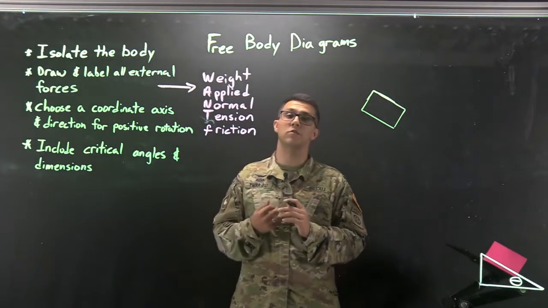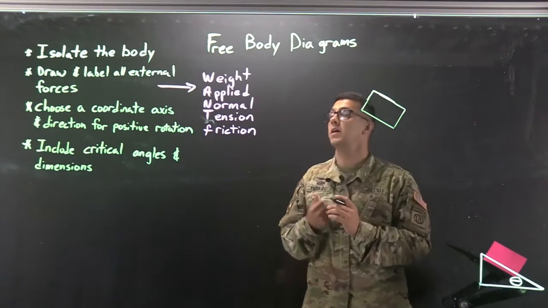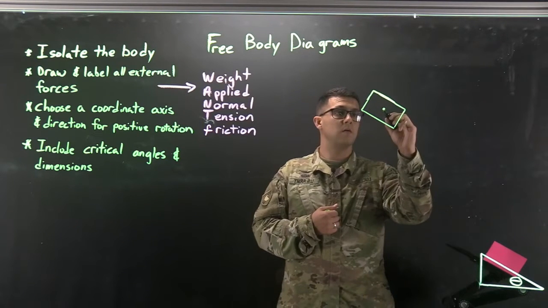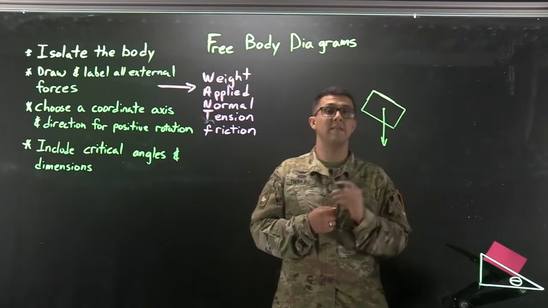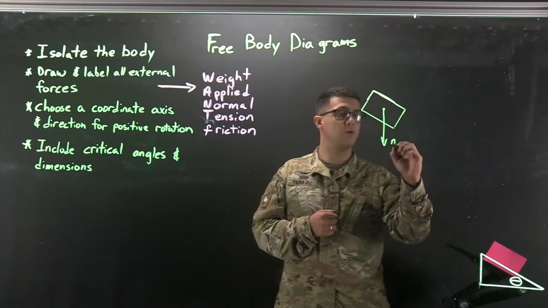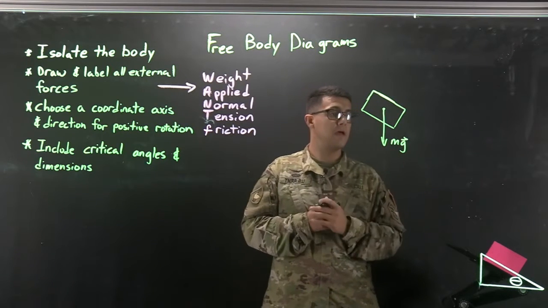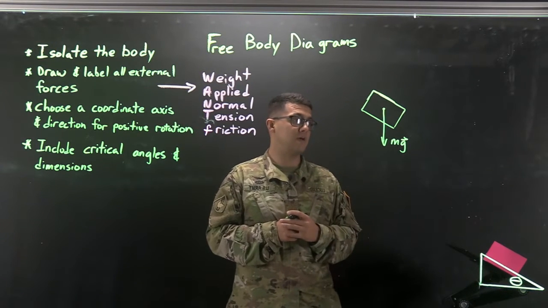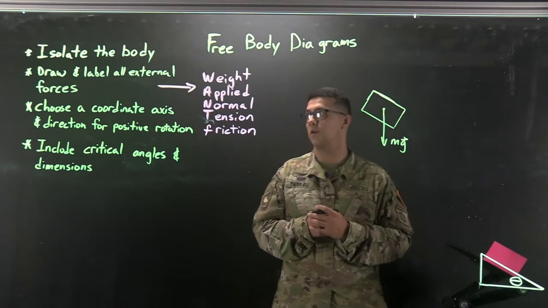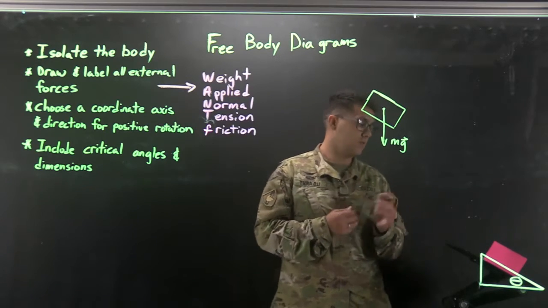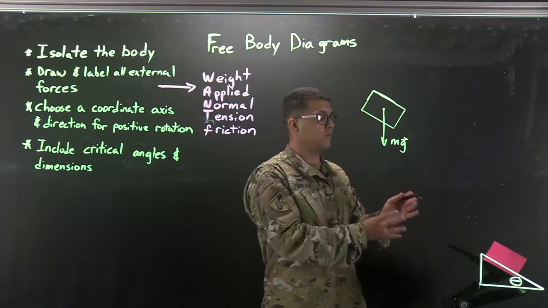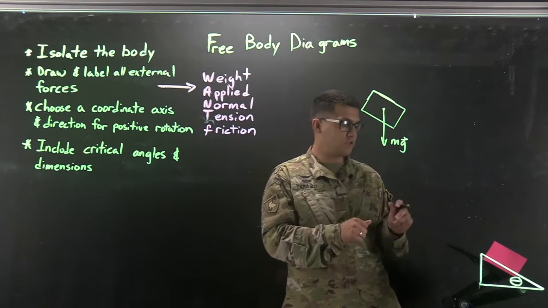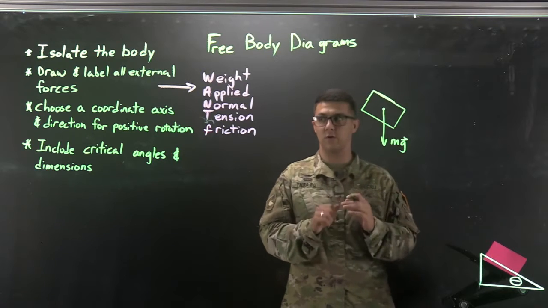Next is draw and label all external forces. In this case, I have a block. Is there a weight force on this block? Absolutely. I can apply it to the center of mass of my object, and we'll represent that as a vector directed towards the center of the Earth, and it's mass times the acceleration due to gravity near the center of the Earth. Next is an applied force. In this case, I don't have any applied force on this object. There's nothing pushing on it, so I don't have an applied force.